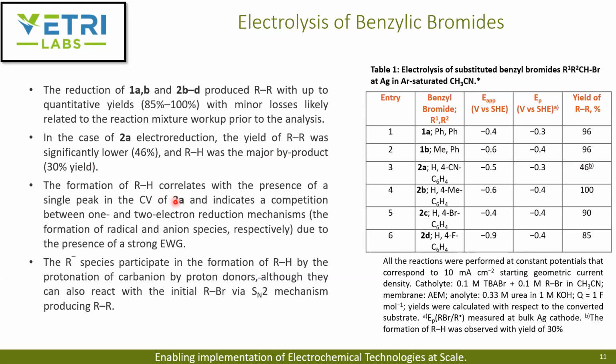The formation of RH correlates with the presence of the single peak, because as we can see on 2A, there was only a single peak, and that indicated the competitiveness between the 1 and 2 electron reduction mechanisms, because we have the presence of a strong electron withdrawing group, which is nitrile, right? That's why we saw the reduction peak at minus 0.2 volts. After the first scan, it merged together at minus 0.6 volt, having a single 2 electron step.